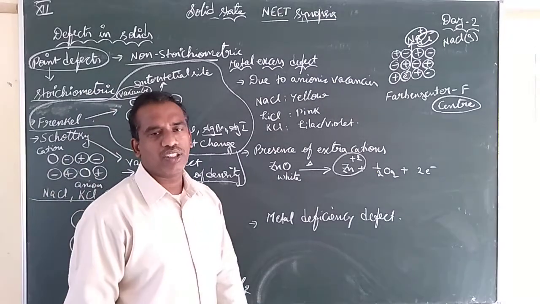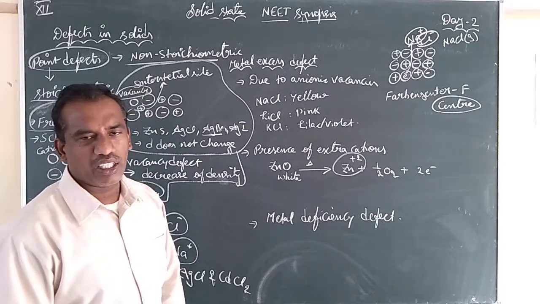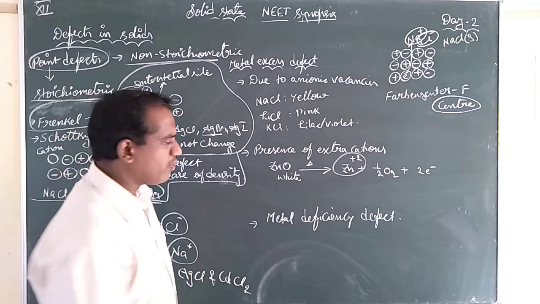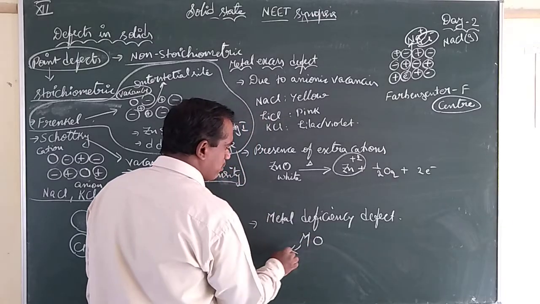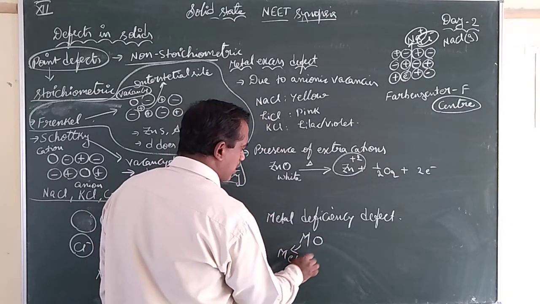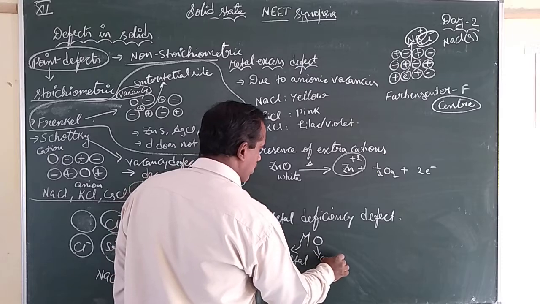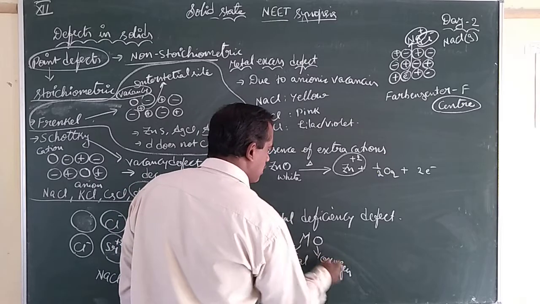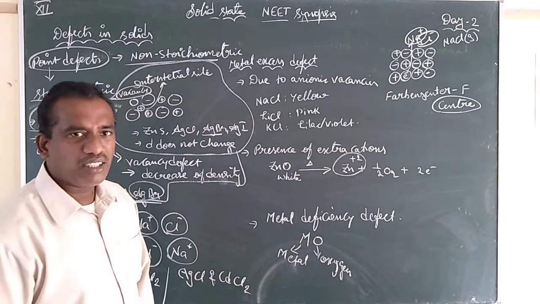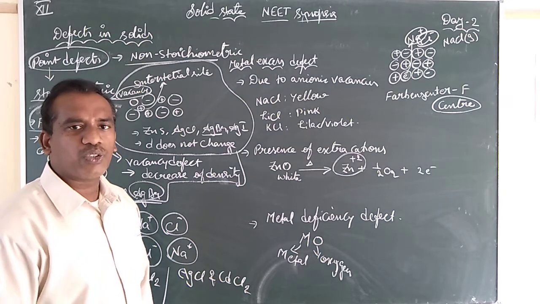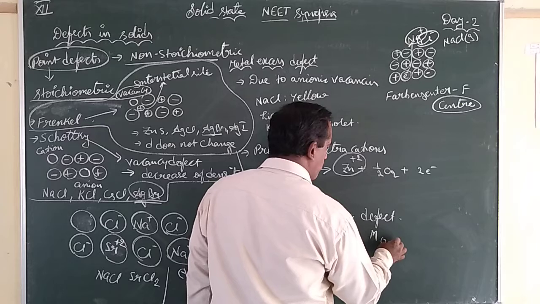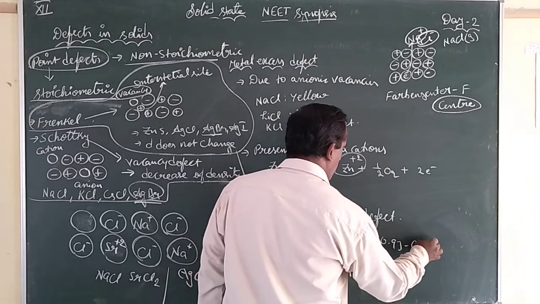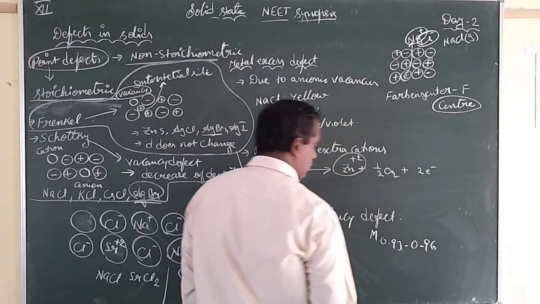Now metal deficiency defect. Generally any metal oxide, once you see, you can write the metal oxide as MO, where M stands for the metal and O stands for the oxide. But here, strictly speaking, the metal does not have a complete ratio with oxygen. Its ratio may be ranging from 0.93 to 0.96.